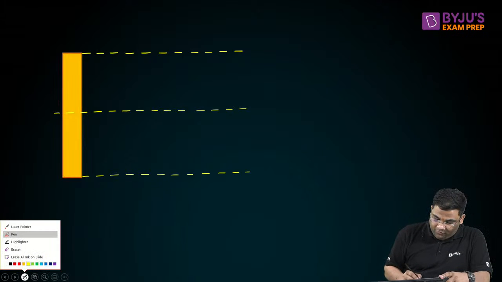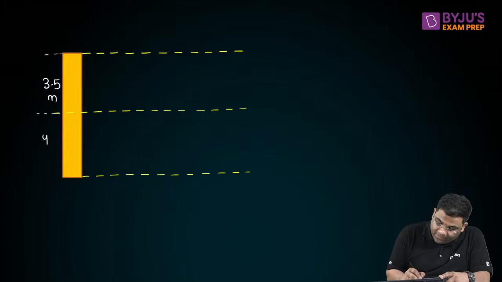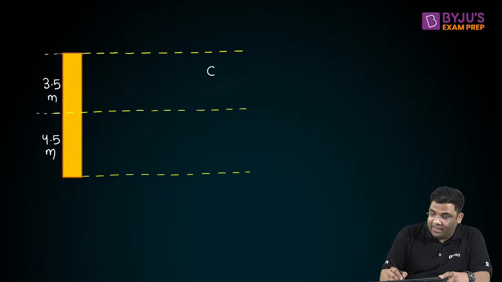And at a depth of 3.5 meter, suppose this is 3.5 meter and this is 4.5 meter. Total is 8 meter. So we have different phi. Suppose here phi is 30 degree, and phi here is 25 degree, okay.